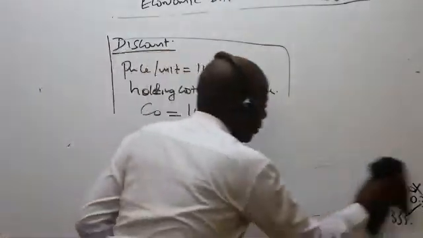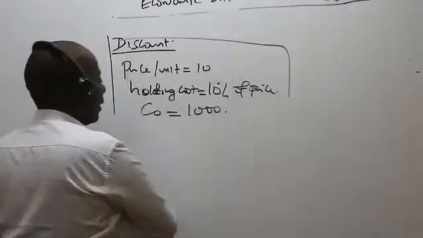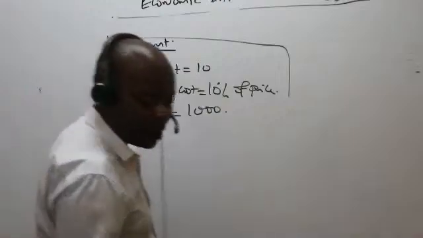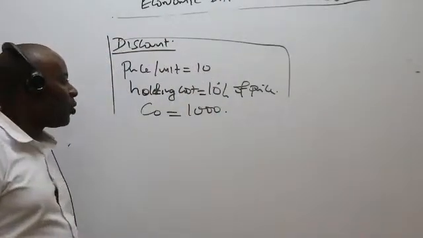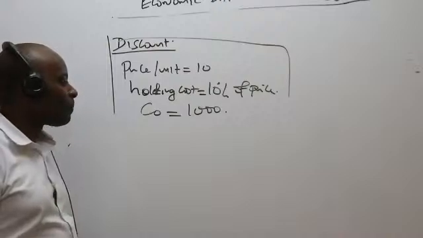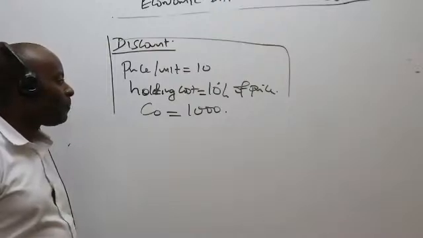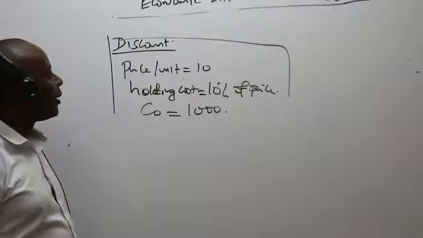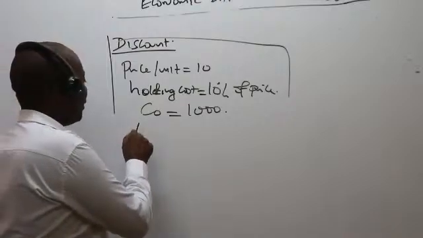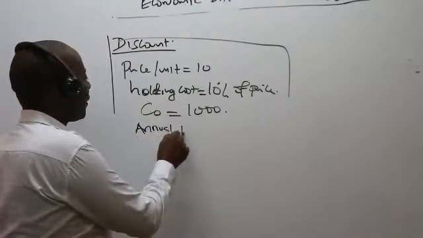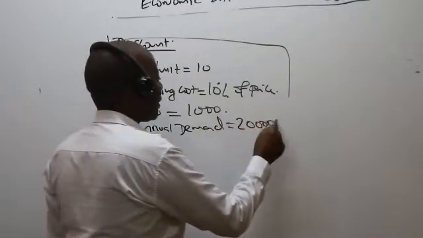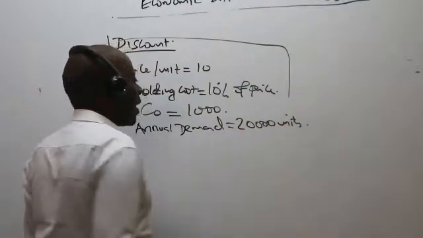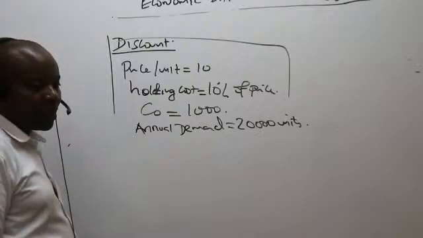Let's go to the discounts. So for the discounts, what do we have there? So we have CO over 1,000. Right. Then they have given us the annual demand. Annual demand is 20,000 units.